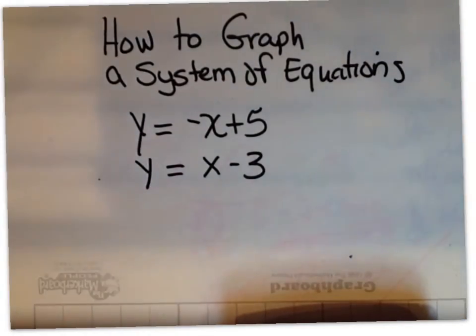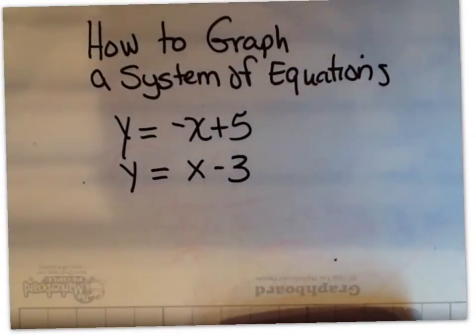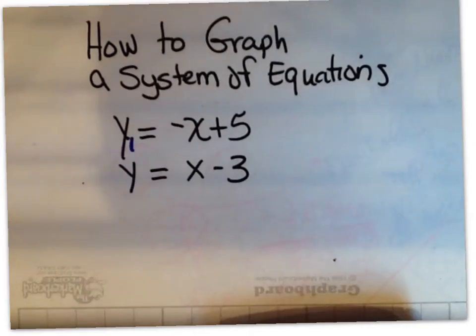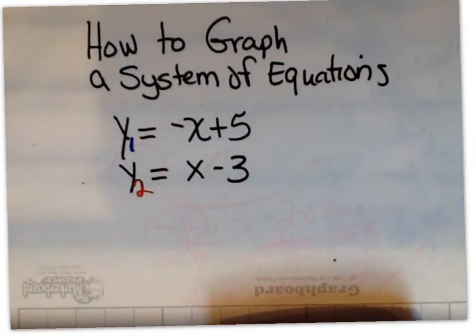So first of all, this one is in slope-intercept form. So to solve it by graphing, first I've got to graph it. I would always just put the first one in y1 and the second one in y2. So that's what we're going to do. First one in y1, second one in y2.